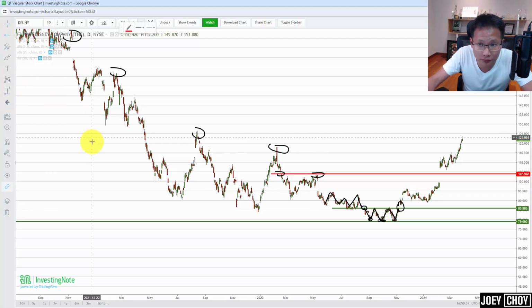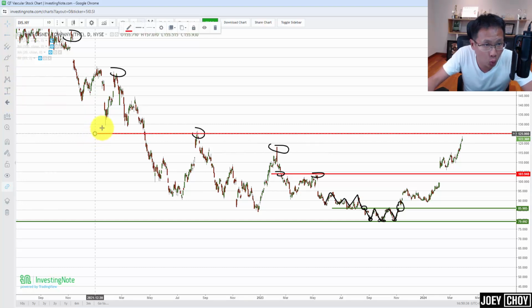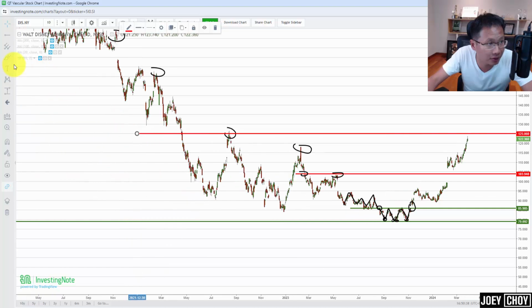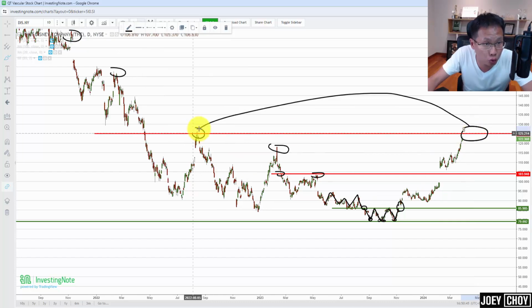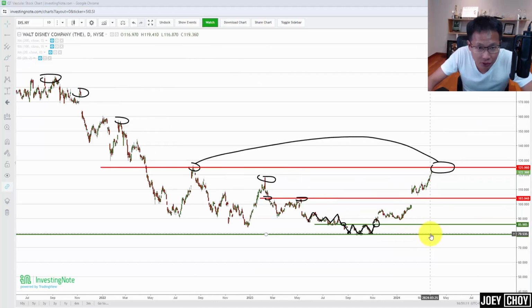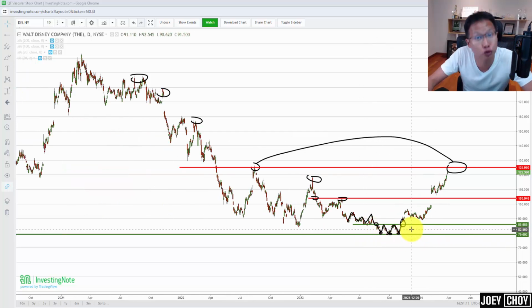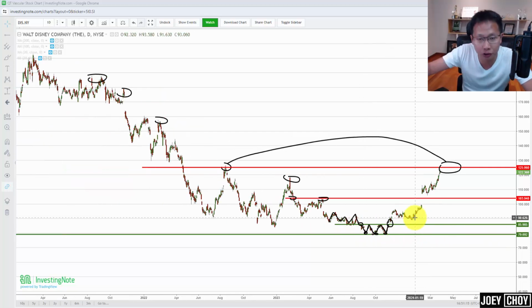So let me just go to draw another resistance level. I think somewhere around here, 125. There's a resistance level here as well. You can see we are kind of approaching the resistance level based on what we've seen about 2 years back. So for Walt Disney, I would say that the reversal has already begun. I would say 3 to 4 months ago. Now it is just continuing to push a little bit higher.